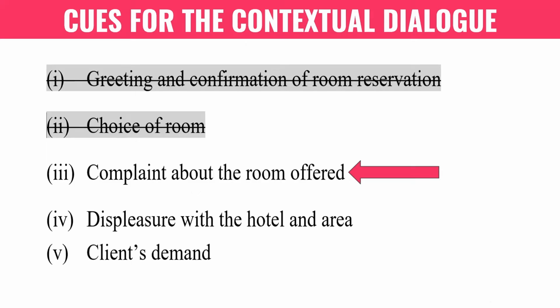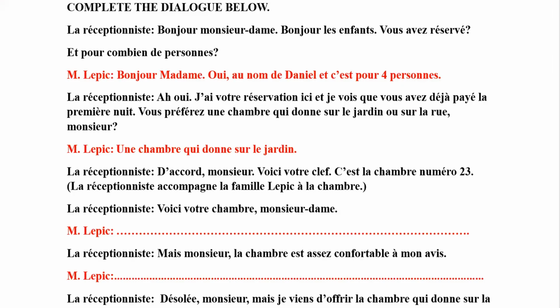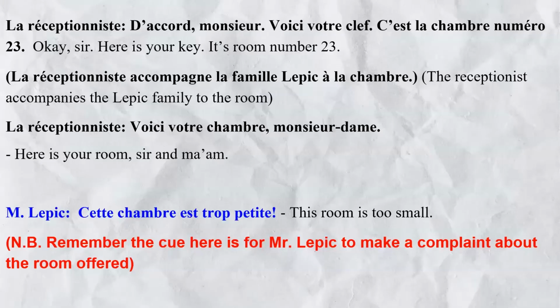It says complaint about the room offered, right? So let's take a look back here. Here at the bottom, she says the room is quite comfortable in my opinion. And above here, she says, this is your room, sir and ma'am. So we make our complaint here. And what would be a good complaint for a family of 4?